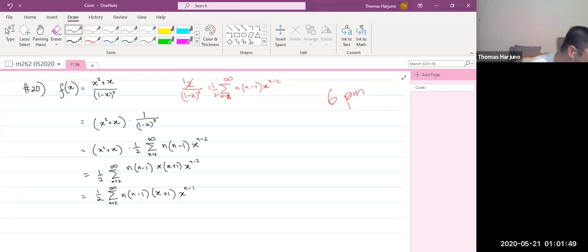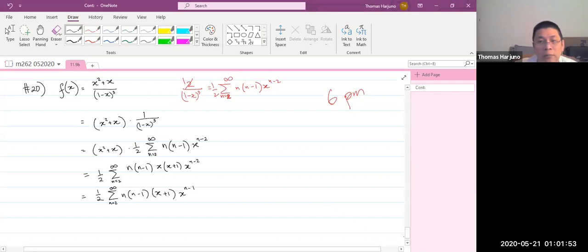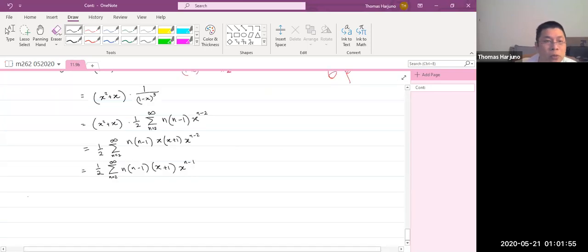Let's go on. Suppose I want to do number 28. Number 28: evaluate the indefinite integral as a power series. The integral of tangent inverse x over x dx.